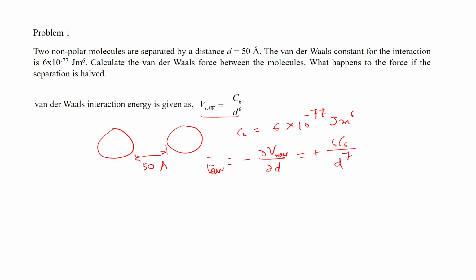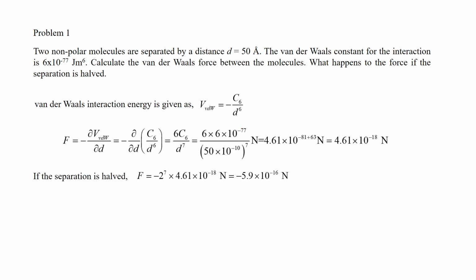Now we have to calculate this by putting in the numbers. Let us say it is 6 into 10 to the power minus 77 here, and d is 50 angstrom, this is 50 into 10 to the power minus 10 meter, to the power 7. Now we have to see in the calculator what this value will be. So, this value comes out to be 4.61 into 10 to the power minus 18 Newton.